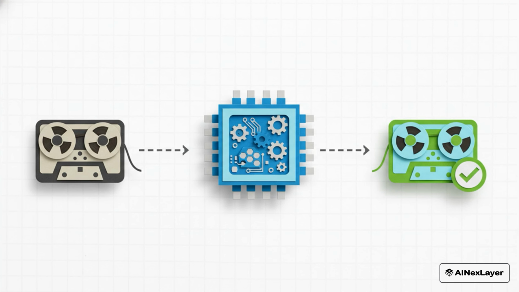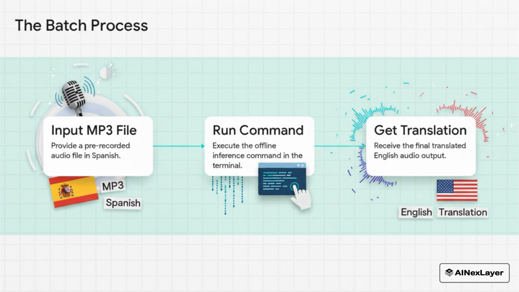So it turns out, real-time isn't the only way to use this model. You can also just feed it a pre-recorded audio file, like an MP3, and have it translate the whole thing. This is called batch inference, and it's a completely different way of working with the AI. And the process for this is just as simple. You take your MP3 file in Spanish, you run a quick command in the terminal, and the model just chews through the whole thing, spitting out the translated English audio at the end.